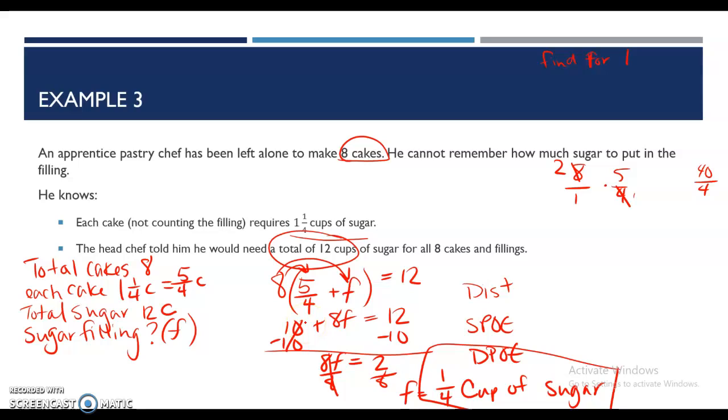Okay, and that is what I have for us when it comes to step-by-step on how to do the equation for a distributive property problem.